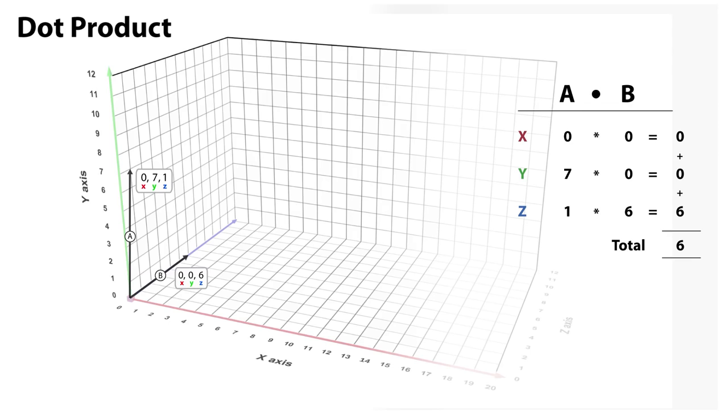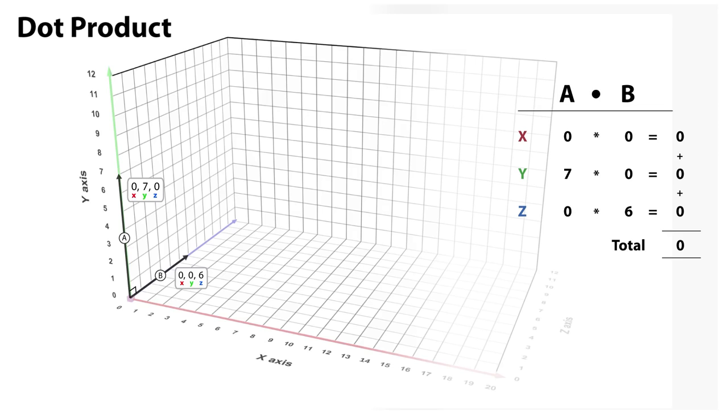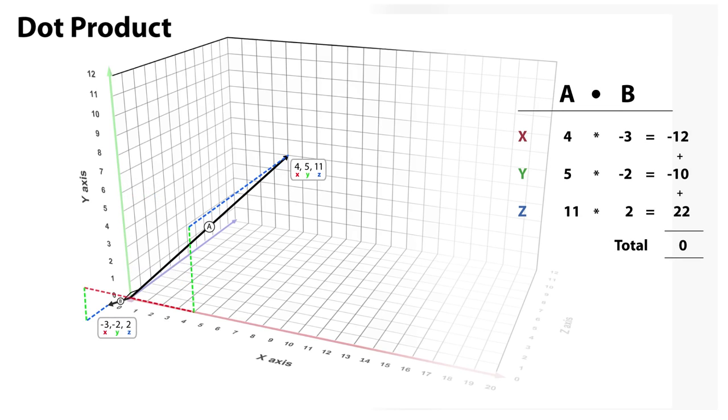We can see in this example that the sum of the multiplied components is 6, which means that the vectors are not perpendicular. If vector a was 0, 7, 0, and b was 0, 0, 6, then we can see that the dot product equals 0, and the vectors are indeed perpendicular. Here is another example of using the dot product in this way. This time vector a is 4, 5, 11, and b is -3, -2, 2. Multiplying these components gives us -12, -10, 22, the sum of which is 0, so these two vectors are also perpendicular.